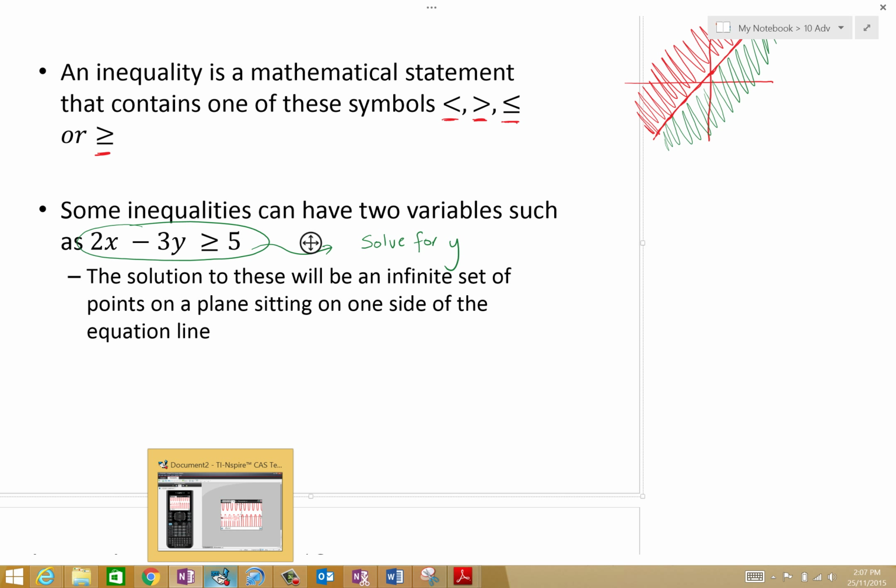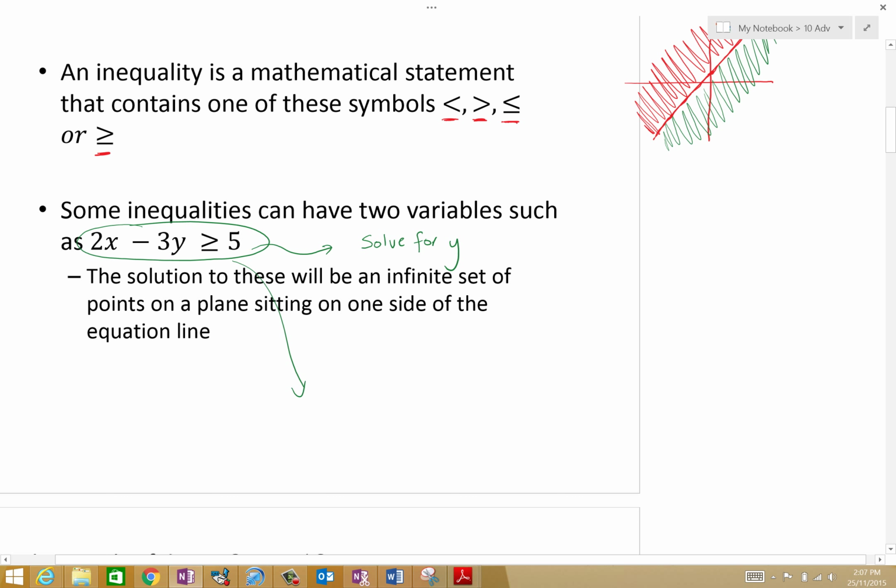2x minus 3y is greater than or equal to 5. You can actually solve that. Now, if I solve that by hand, we're dealing with y. What would we do to both sides? We want to subtract 2x from both sides, which would give me minus 3y is greater than or equal to 5 minus 2x. Okay, now I want to solve for y, so what do I do to both sides? I need to divide by negative 3. Now, what did we say? When I divide through by a negative number, I have to switch the inequality, don't I? So we're going to do that.